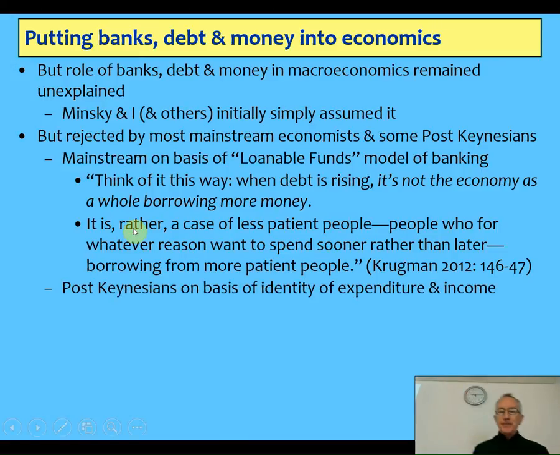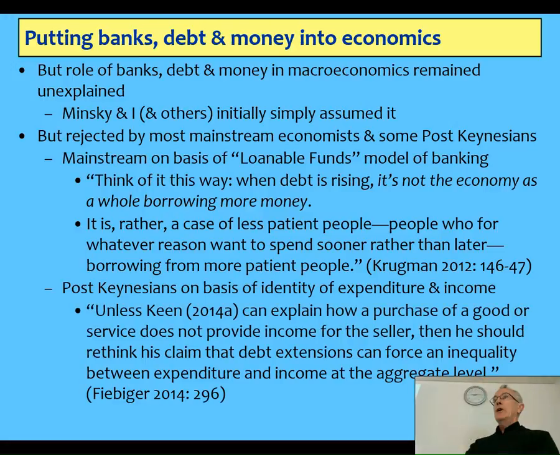But anyway, the post-Keynesian objection is rather more substantial because they say income is expenditure. What you spend becomes somebody else's income. There's a necessary identity between the two. And when I've been trying to reach the stage where I give a formal explanation for the role of change in debt in aggregate demand, this is a critique of me by Brett Fiebiger from the last issue of last year of the Review of Keynesian Economics, which I think you can download off the website.